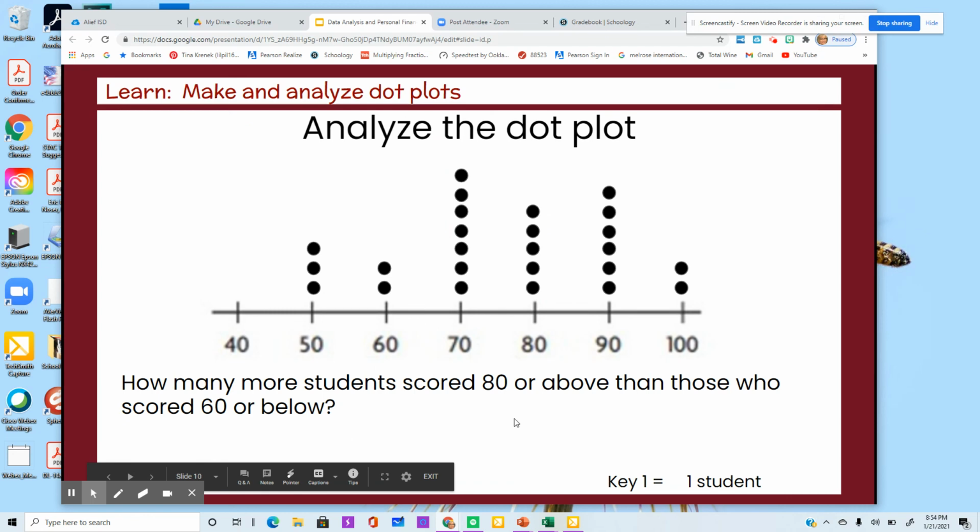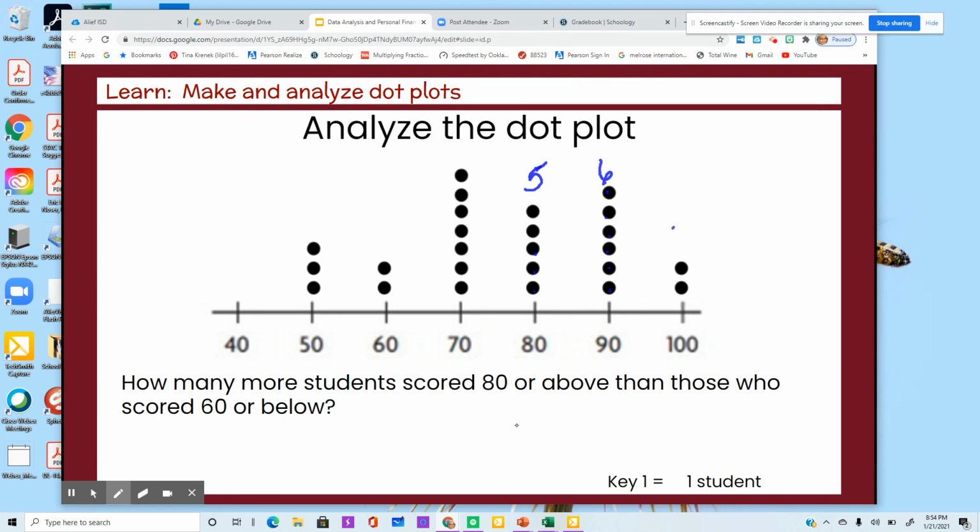So let's analyze this dot plot. How many more students scored 80 or above than those who scored 60 or below? Okay, so if I look at 80 or above, I have 1, 2, 3, 4, 5. That's 5 there. 1, 2, 3, 4, 5, 6, and 2. So 5 plus 6 is 11 plus 2, that equals 13.